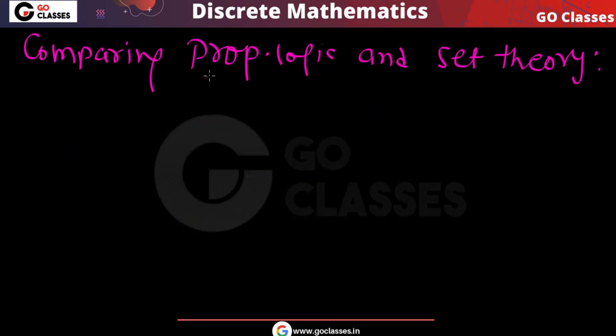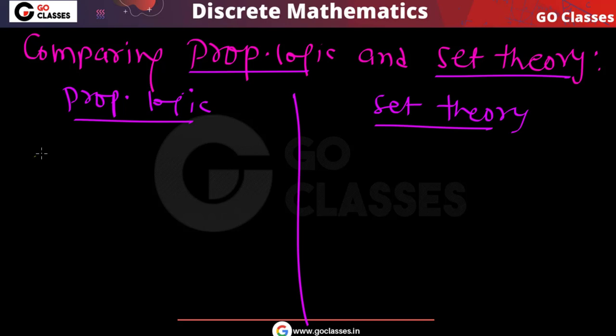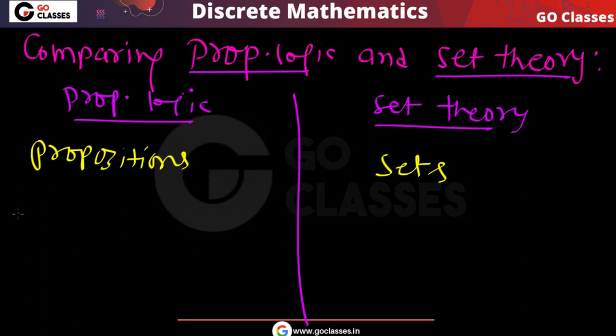So let's see the similarity between propositional logic and set theory. In propositional logic we have propositions first of all. These propositions are statements which are true or false, and in set theory we have sets. The second thing: true is similar to the universal set, and false is similar to the empty set.